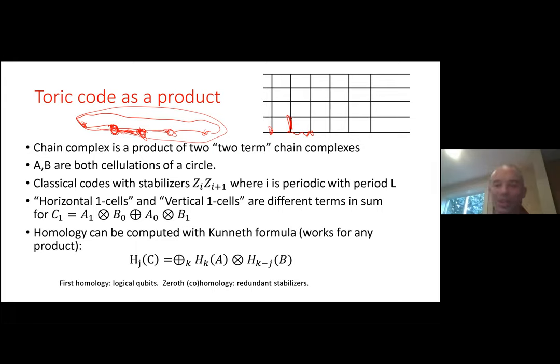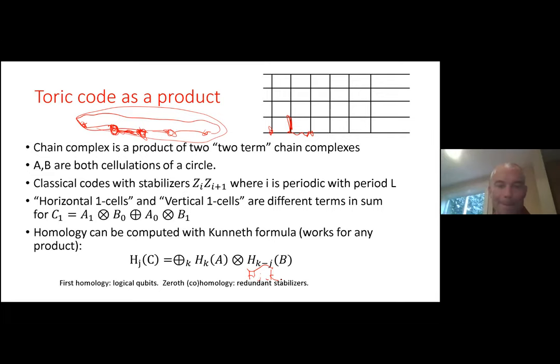And so it says the first homology of the product complex. And again, I have a, this should be H of J minus K. Sorry, I got the sign wrong there. So the first homology of the product complex, the thing we care about for figuring out the logical operators, will involve the first homology of one of them and the zeroth homology of the other, or the zeroth homology of the one and the first homology of the other. There's two ways it goes in.